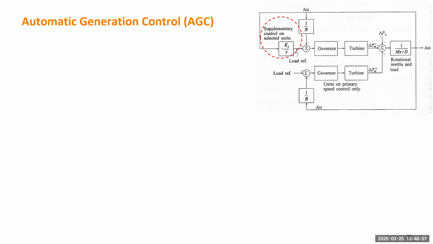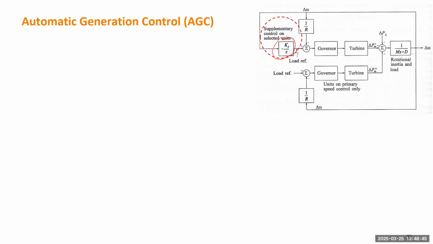If we first draw the block diagram for 2 generators or multiple generators, we know that by using the droop control of each generator, we cannot recover the frequency deviation back to 0. Then we can add a new controller. This new controller is still a negative feedback, but it will be multiplied by Ki divided by S. 1 over S is just an integral controller, so Ki is just an integral gain. This is like an integral controller added to 1 unit.